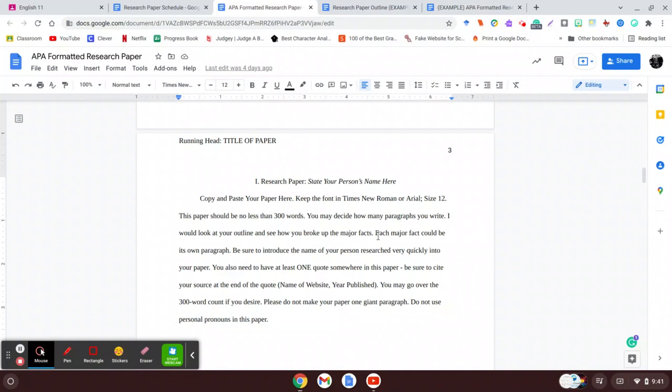Use it, okay? Also, keep in mind you need to have at least one quote somewhere in this paper. One quote that's not your own words, taken directly. I will tell you though, guys, I made an error. When you are citing the quote, you need the name of the website. You also need the year it was published. So what that means is you're just going to have to click on your link and open it up and look for the year that it was published.